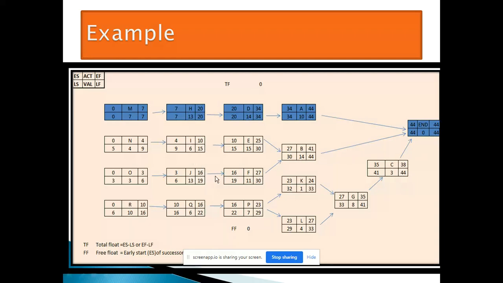For example, calculate the total float for B. As per the formula, 30 minus 27 is the total float, or 44 minus 41 is the total float. And for free float, for example the free float for Q, what is the formula? The successor activity of Q is P, so P's early start is 16, minus 16, is equal to 0. Free float is equal to 0.